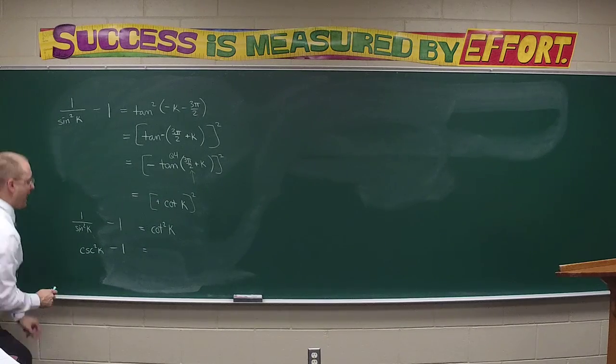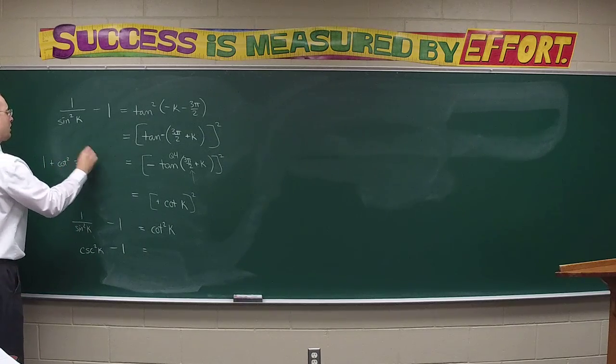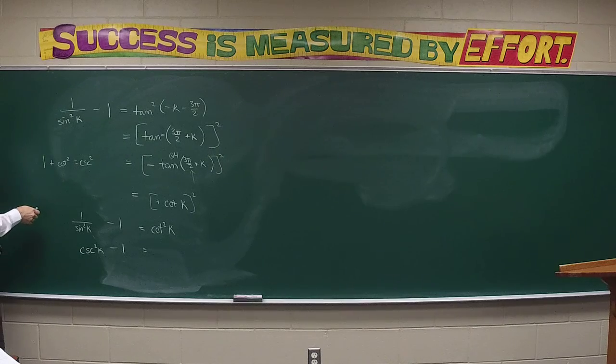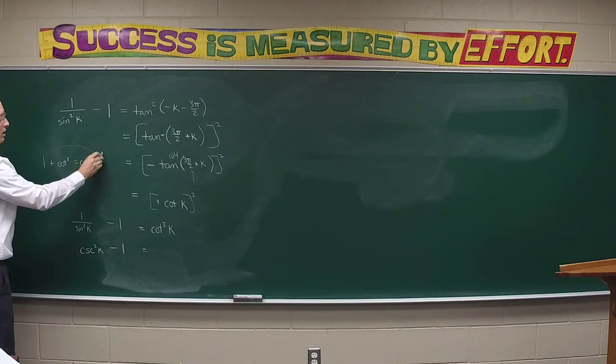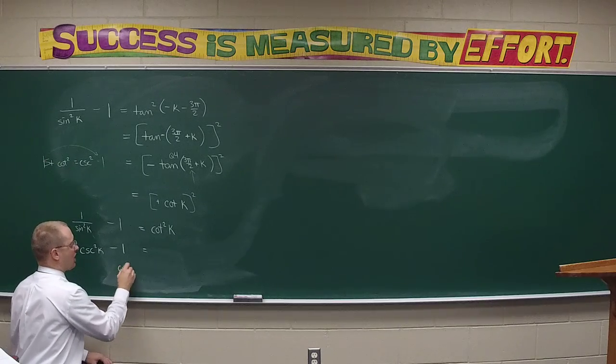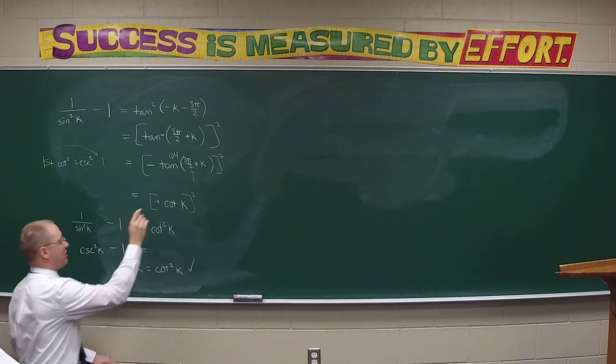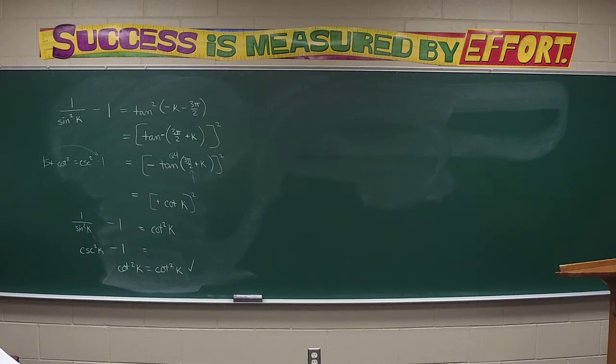Let's think. What's the actual identity the way we memorized it? Class? 1 plus cotangent squared equals cosecant squared. So can I get a cosecant squared minus 1? Yes, and it would indeed equal cotangent squared. I just like to check and make sure. Of course, we need to have those memorized really well, but it checks out. Questions on number 53?